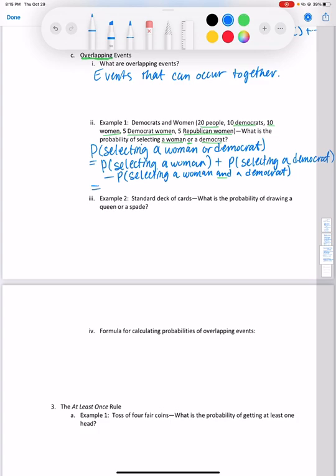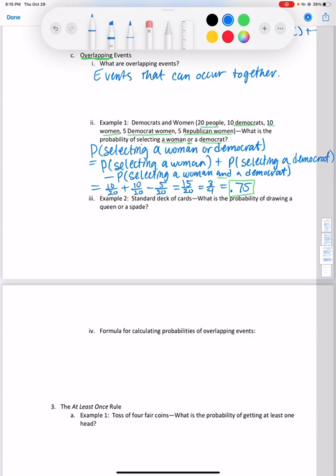Now, the probability of selecting a woman is 10 out of 20. Okay, so there's 10 men and 10 women. The probability of selecting a Democrat is also 10 out of 20. 10 are Democrat, 10 are Republican. But 5 of them are women and Democrats, so we take away 5 of those to not double count them. And what we get is 15 over 20, which is equal to 3/4, which is equal to 0.75. Okay, so the probability of selecting a woman or a Democrat is 0.75. Okay, so high chance of doing one or the other.